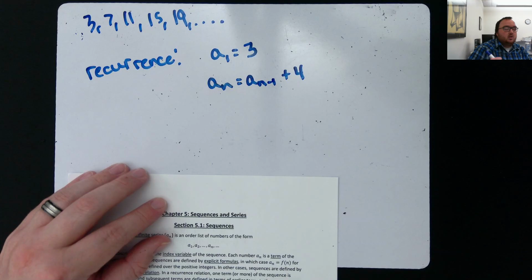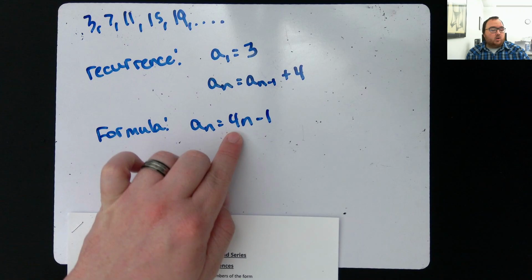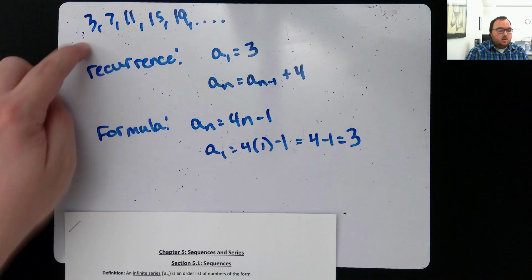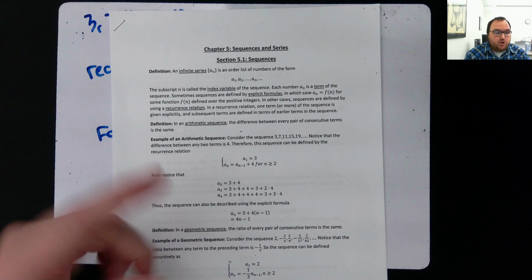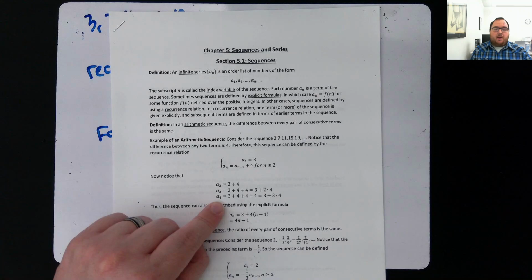Because if I plug in a 1, it would be 4 times 1 minus 1, which is 4 minus 1, which is 3, which is right. For a2, plug in a 2. That's 8 minus 1, 7, which is right. And it would go on and on. And again, how I got that was I noticed that for a2, I start with my first term, which is a 3, and add 4. For a3, I'm going to do 3 plus 2 fours. For a4, I'm going to do 3 plus 3 fours, which gives me this 3 plus 4 times (n minus 1), which is 4n minus 1.